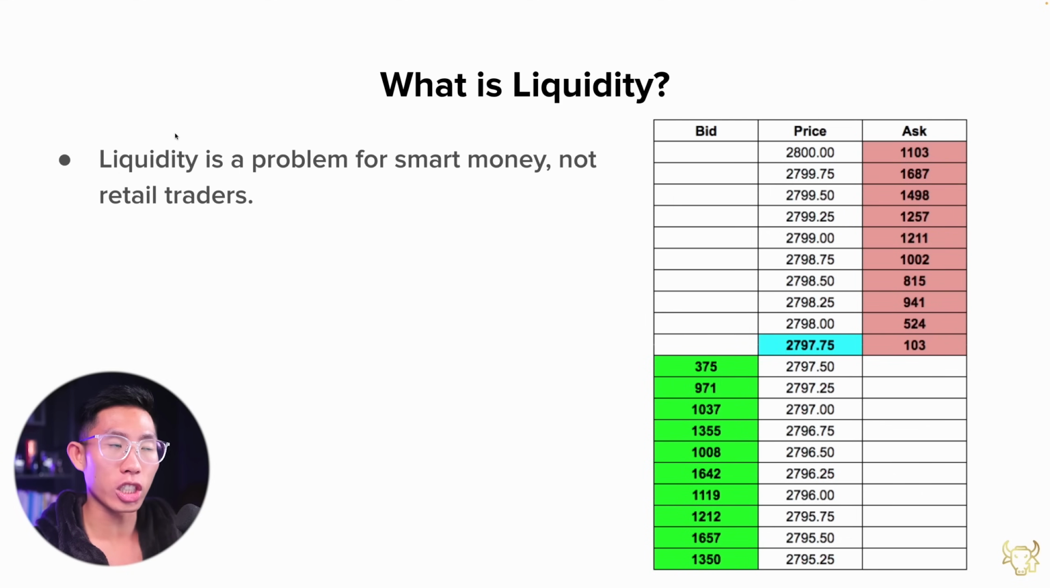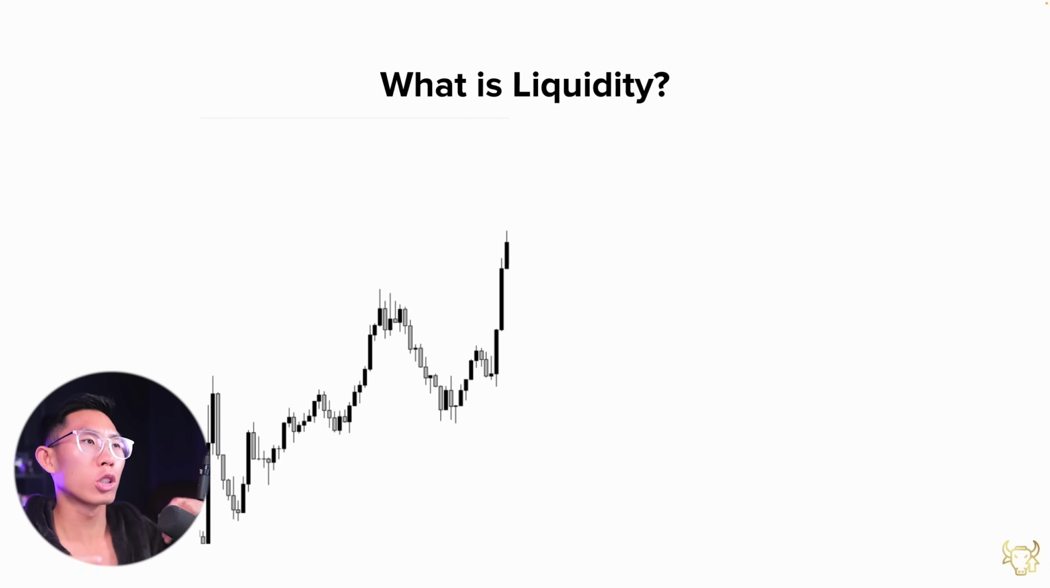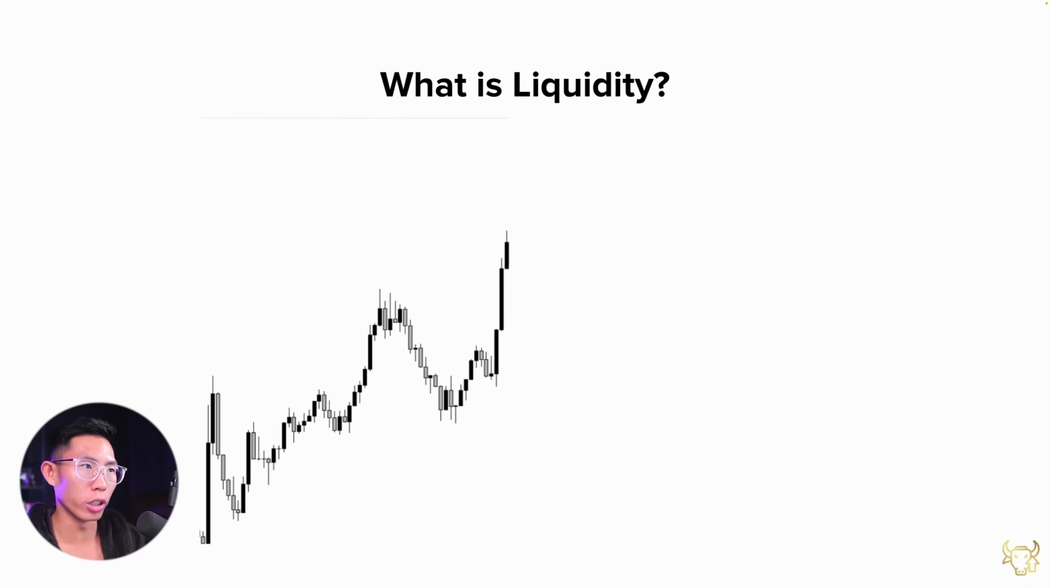Therefore, they need a large amount of liquidity in the market in order to place large orders. And how do you think they're going to get this liquidity? By causing you to lose. Because when you lose, you add liquidity into the market. Remember? So let's see what this actually looks like on the charts.